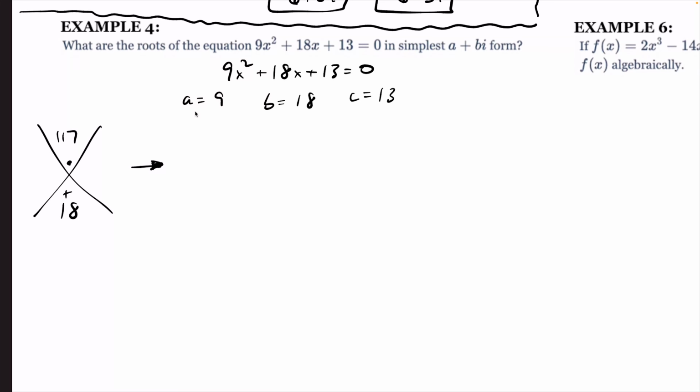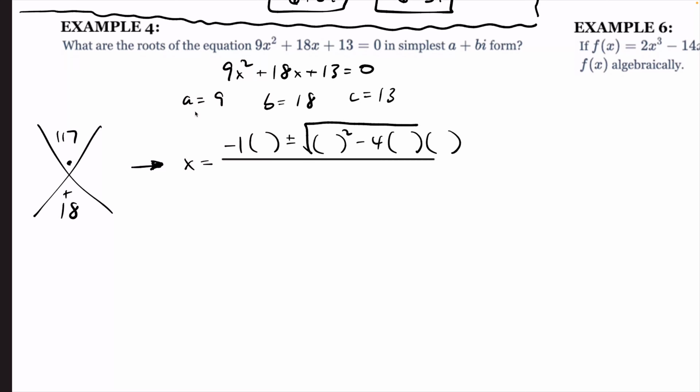So they go right here, they just do it every time. And it works. Okay? So don't be afraid that there are numbers there. Even if there are, you'll get an answer. So negative 1 times b plus or minus the square root of b squared minus 4 times a times c, all over 2 times a. A is 9. B is 18. C is 13.